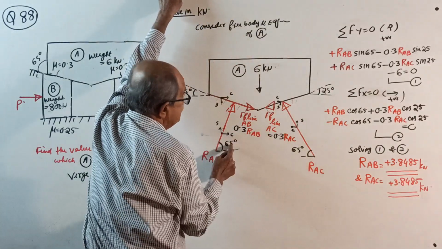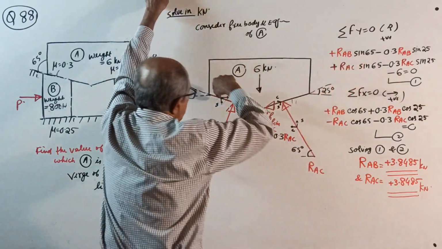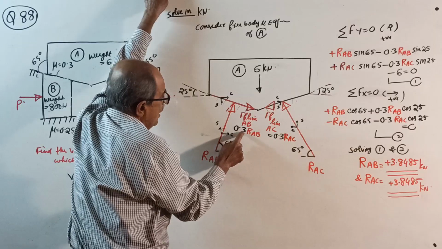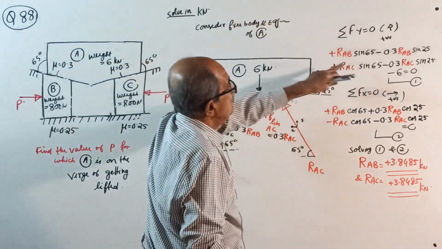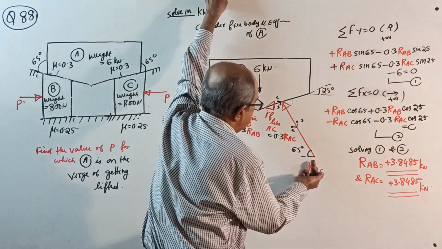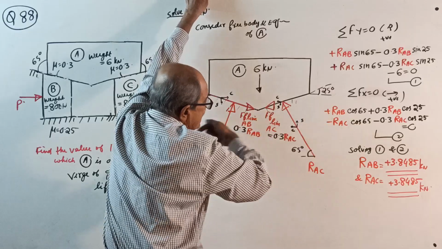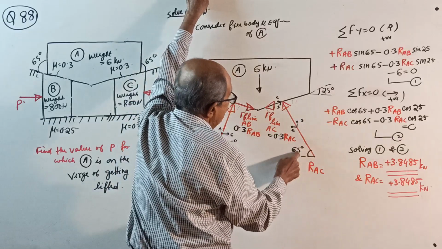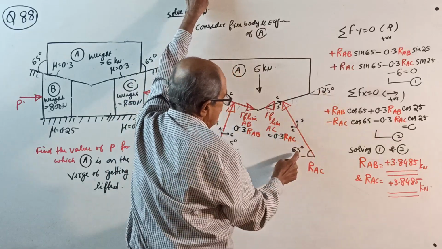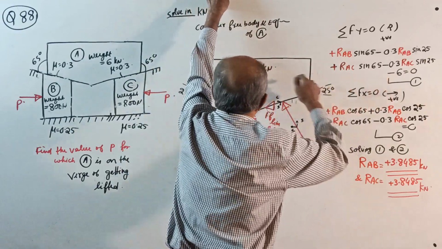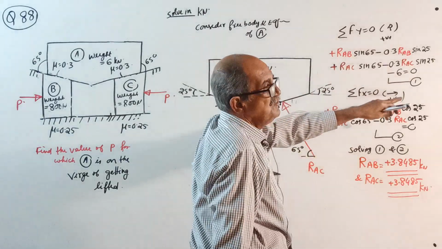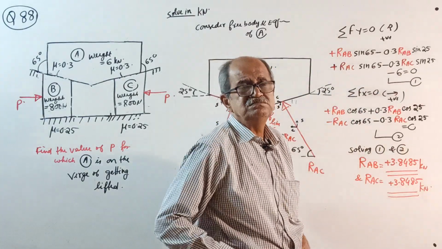Plus RAB sine 65, minus 0.3 RAB sine 25, plus RAC sine 65, minus 0.3 RAC cos, how much? Sine 25, minus 6 equal to 0, equation number 1.